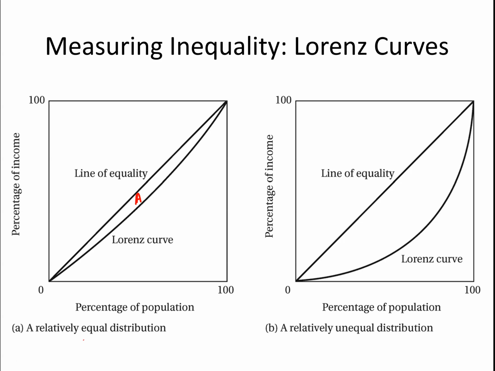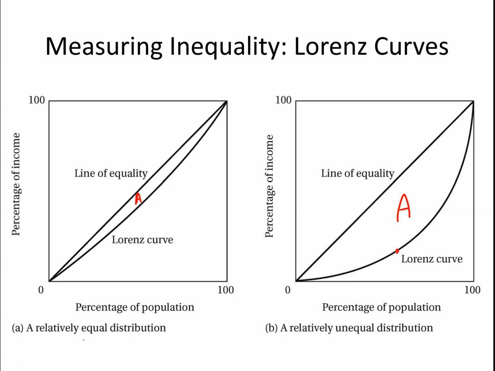And so when you're really close to the line of equality, then things are pretty equal. It also means the line is not changing slope a lot. Remember, the changing of the slope means that when it's flat, that group's not getting very much of the income, and when it's steep, that group's getting a lot of the income. And so in the second example, A is way bigger. It's way further away from the line of equality, and so the group at the bottom is not getting much of a share of the income.